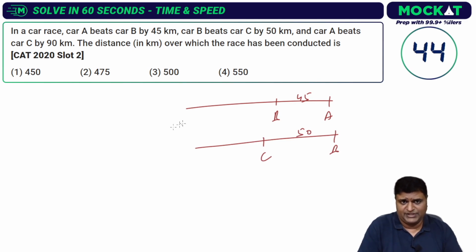And car A beats C, and car A is there. A beats C by 90 kilometers. So it's another 45 over here. B and C are there in both the cases, and we need to find the distance over which the race has been conducted.